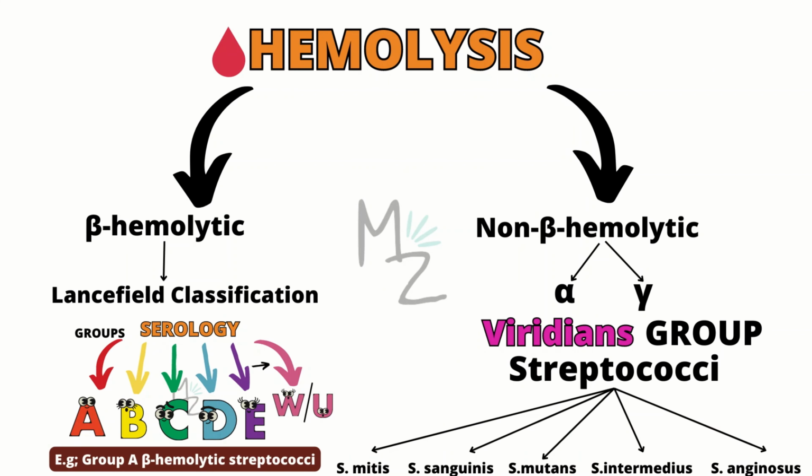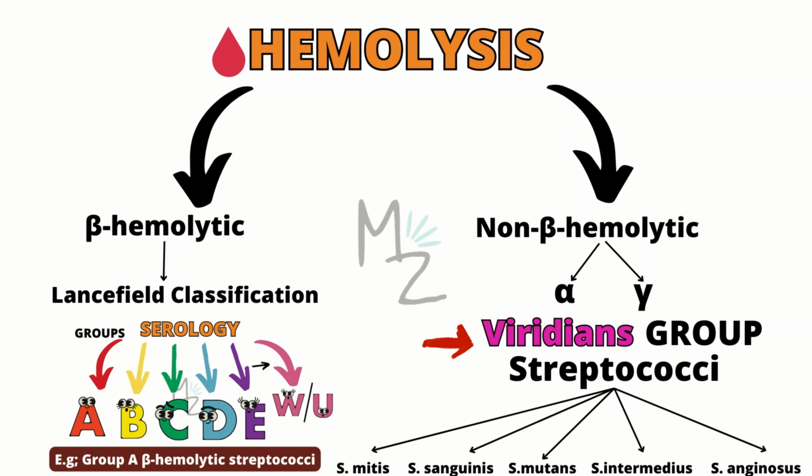As we've talked about, on the basis of hemolysis, bacteria are further classified into alpha, beta, and gamma. We can also classify them for ease, in order to understand the classification of strep bacteria. On the basis of hemolysis, it's classified into beta hemolytic and non-beta hemolytic. The beta hemolytic are also called the Lancefield classification, which includes the serologic classification from group A to U or W. For example, group A beta hemolytic streptococci.